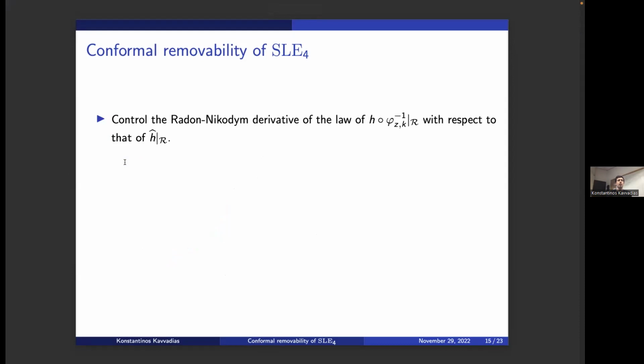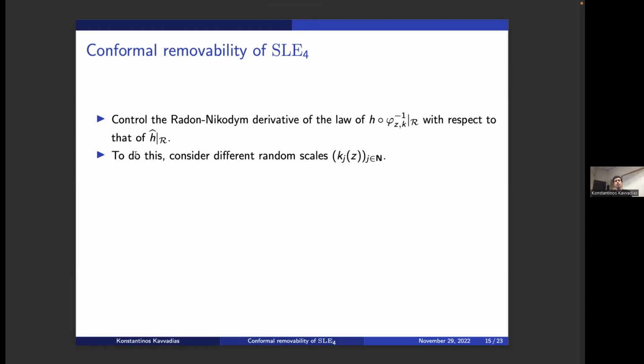So here, as I mentioned earlier, we need to control the Radon-Nikodym derivative of these laws, of the law of the original field with respect to the new field. Remember, the key observation is that these two fields have the same boundary values on the left and right sides of the rectangle. But their boundary values on the upper and lower boundaries might differ, of course. That's why I consider the crossings to be a little bit away from the upper and lower boundary.